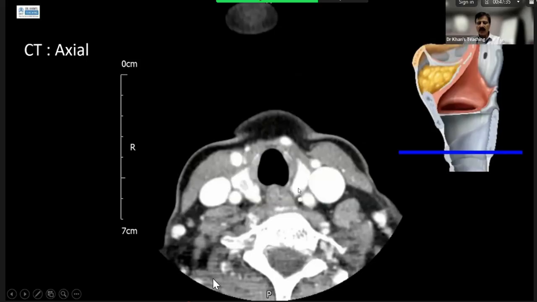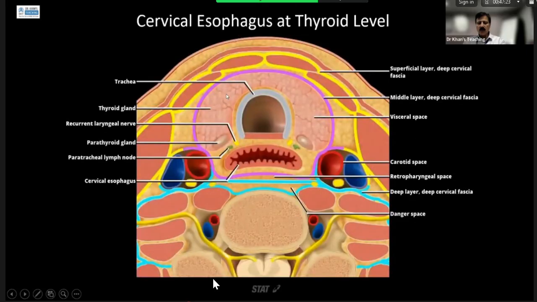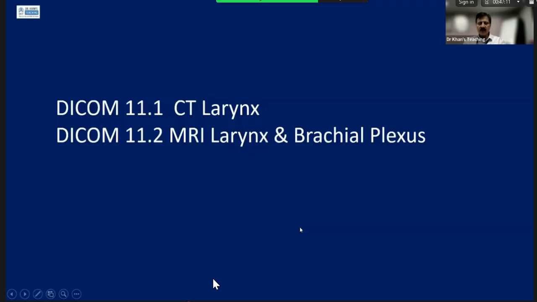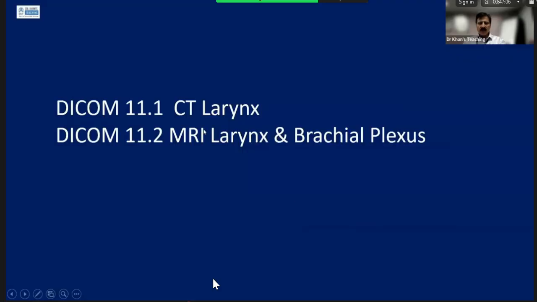On the other hand, now the thyroid gland has come into view, and this is the esophagus. So this is the thyroid, and this is the trachea, and this is the cricoid. So now we are inferior to the level of the cricoid, and we are in the trachea. So we will see a CT and we will see an MR.